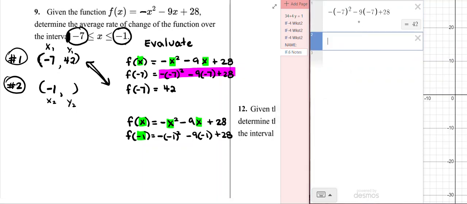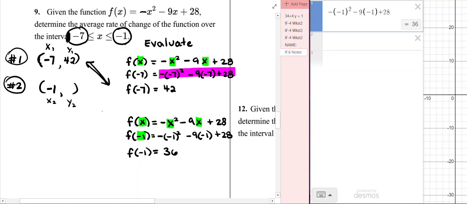You can actually just go back on this one, click here and change it to a 1, and click here and change it to a 1. See? Voila, 36. So f of negative 1 is equal to 36. In other words, when x equals negative 1, the y value is 36. Now we have both points, and we just need to do our rate of change calculation.